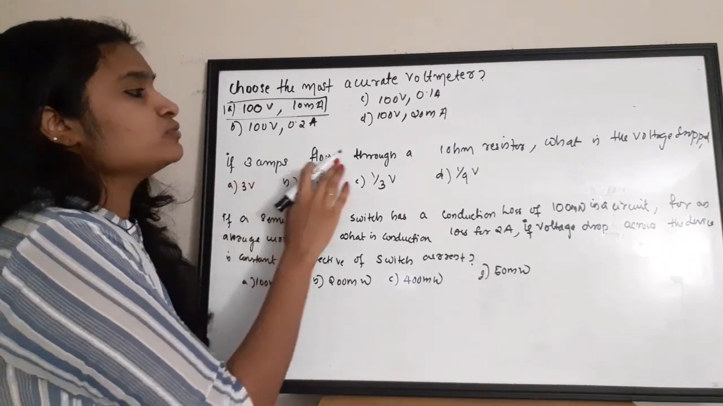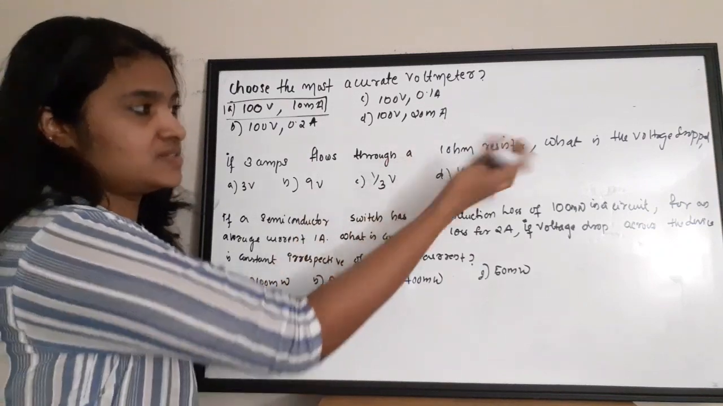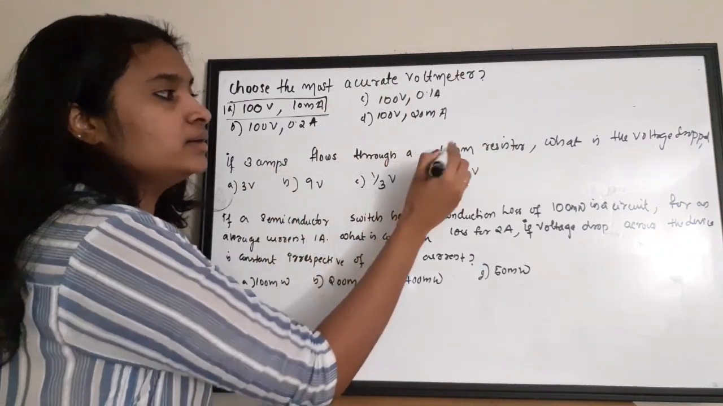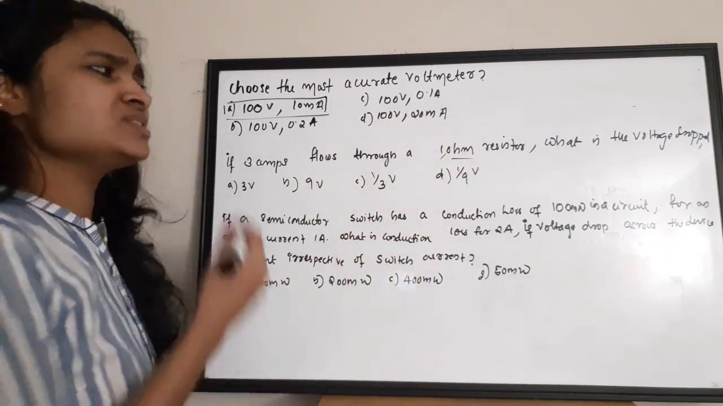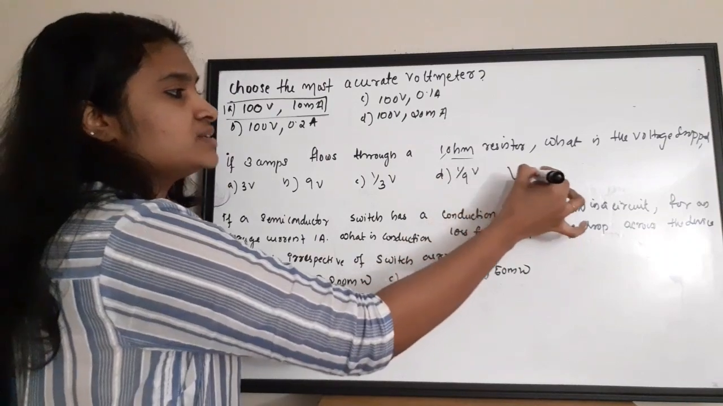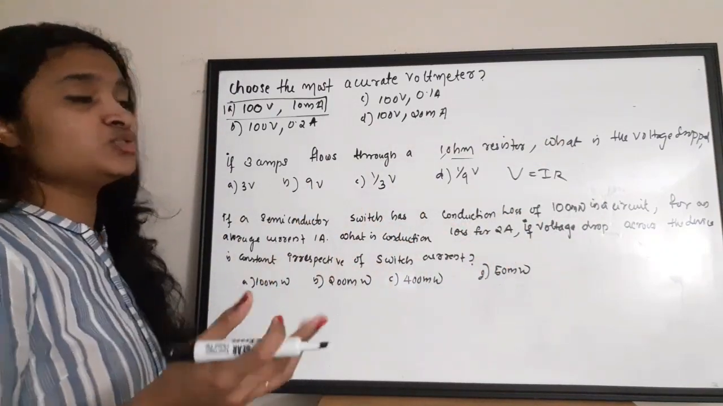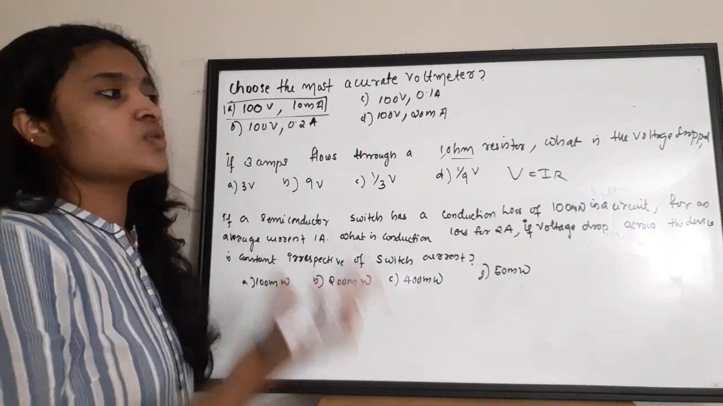If 3 amps flows through a 1 ohm resistor, what is the voltage drop? This is a very simple question. V is equal to IR is the relationship. This type of question is actually meant to confuse us. Sometimes we may think some other way and write a wrong answer.